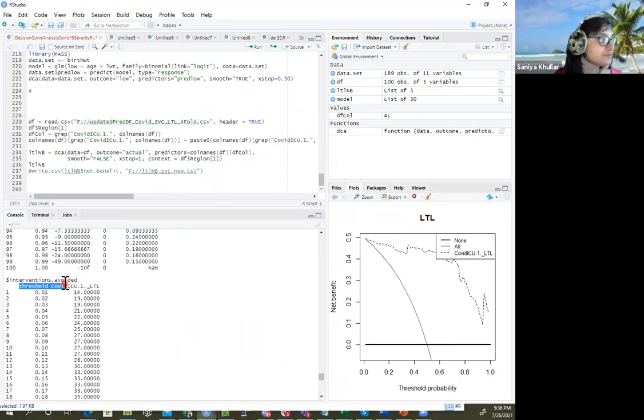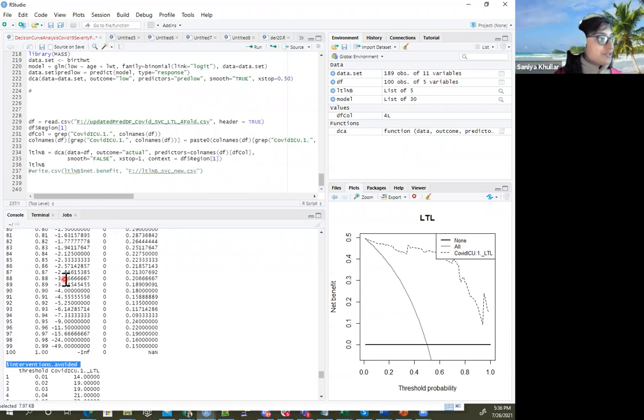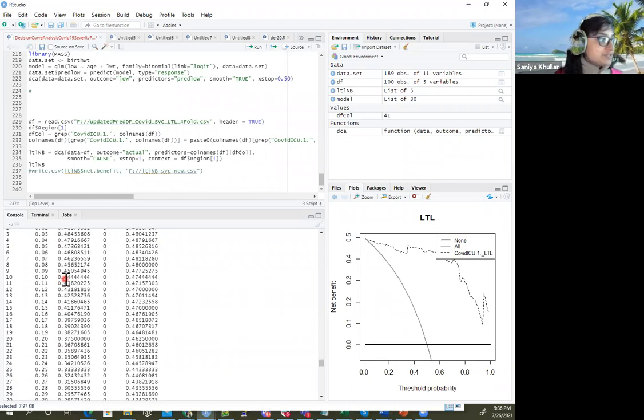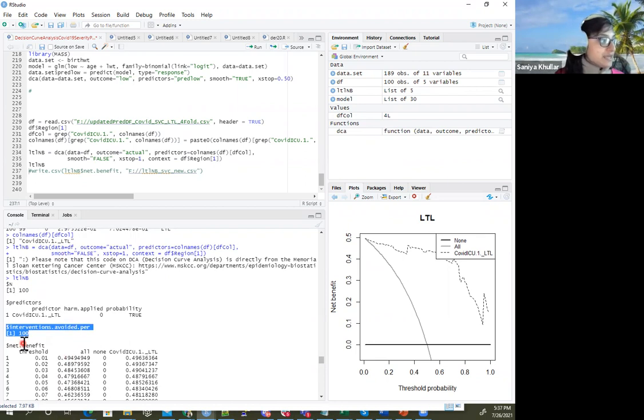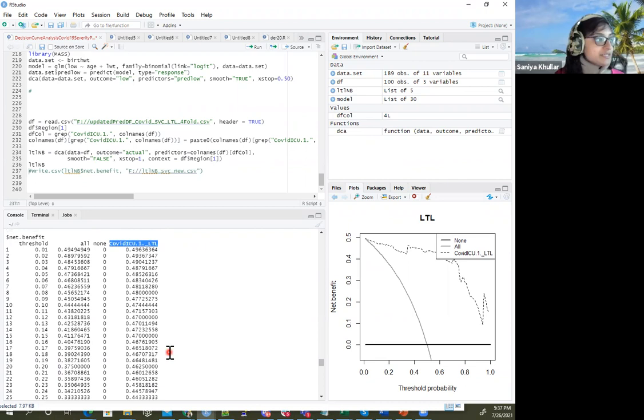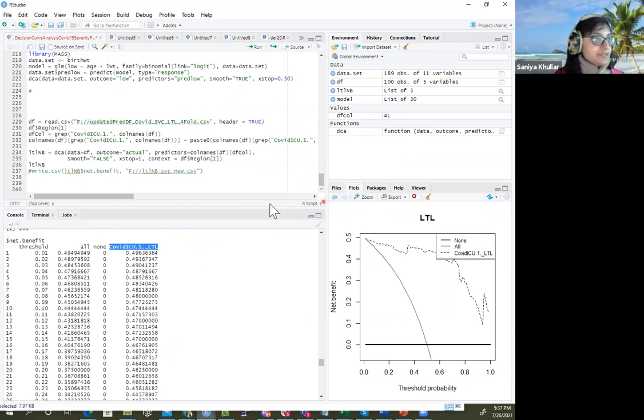So interventions avoided was given here in the code. It returns a list, in the R, interventions avoided. Then it also gives the predictors, probability true, and interventions avoided per 100 individuals. This is net benefit, and this is the probability threshold. This is treat all, treat none, and my model. So what it returns is a comparison for decision curve analysis.